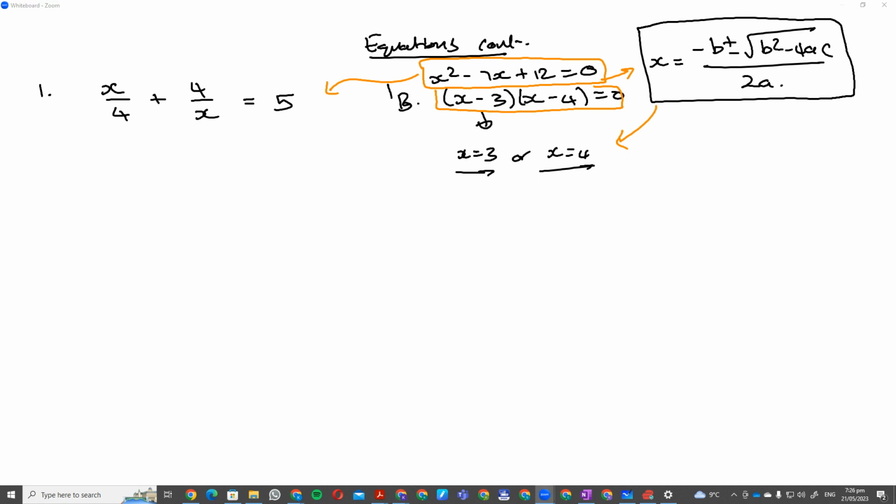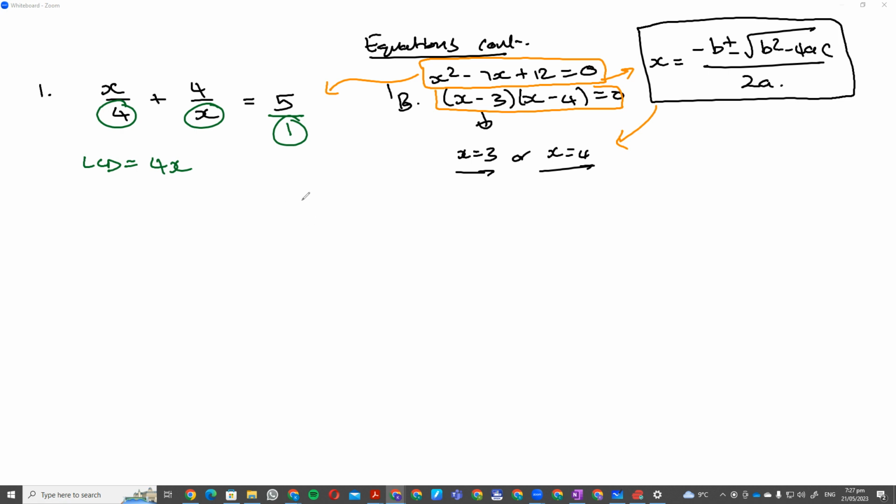All right, let's go through this one, and I will give you another one to try. Okay. The first thing I can see is that my denominators, this denominator is 1, so I can actually write down my lowest common denominator, which will be 4x.